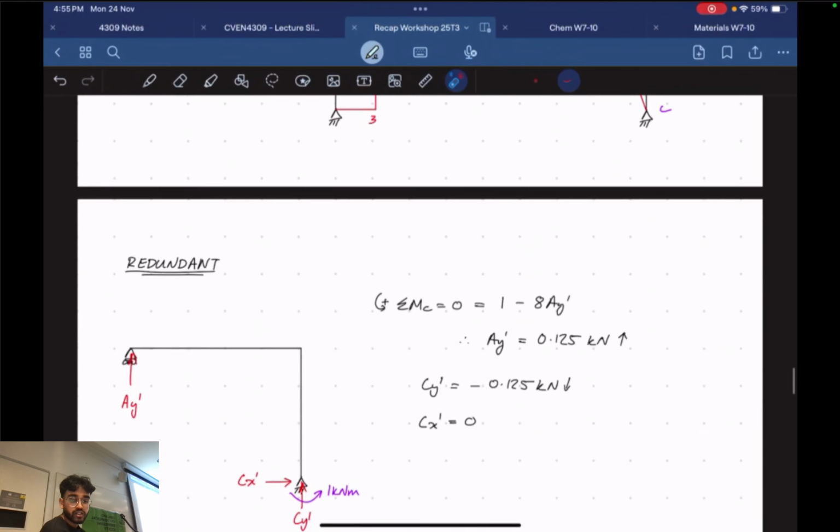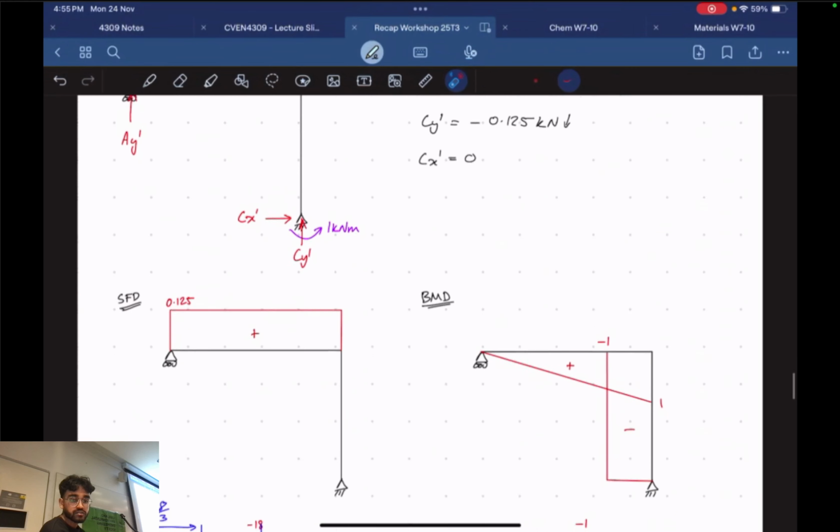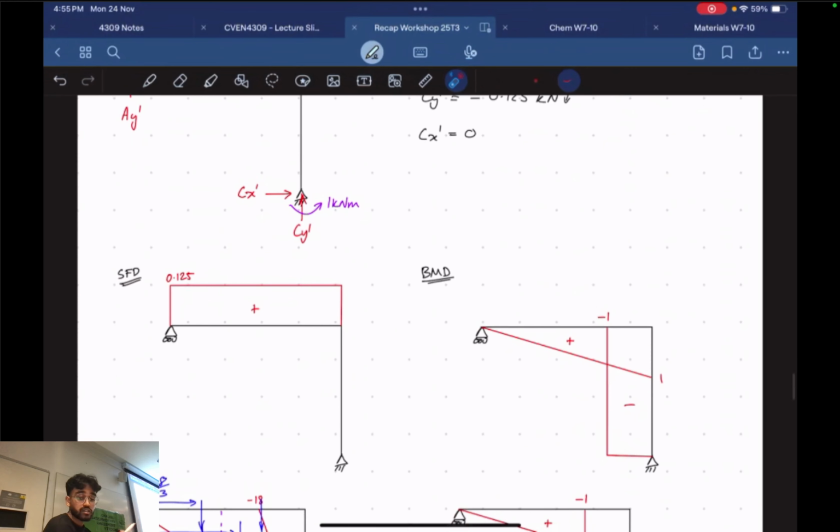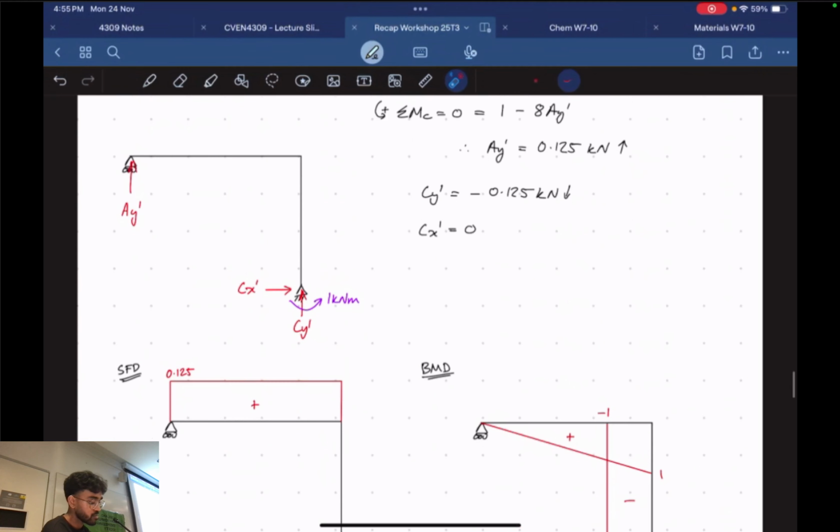So now moving on to my redundant one, same business, but my BMD is a lot easier. Yeah, this is what a BMD looks like. There's no shear force for this column, right? However, there is a moment, so I have to be careful of that moment.